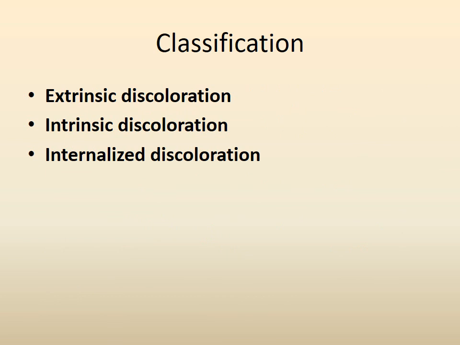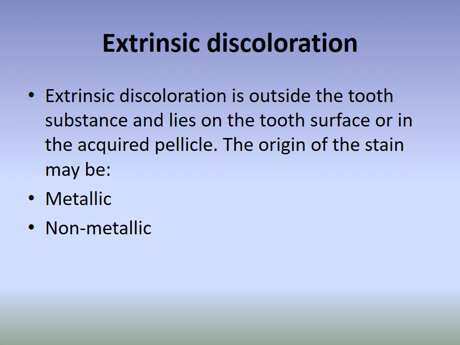Classification of discoloration. We have extrinsic discoloration, intrinsic discoloration, and internalized discoloration. Extrinsic discoloration is outside the tooth substance and lies on the tooth surface or in the acquired pellicle. The origin of the stain could be metallic or non-metallic.